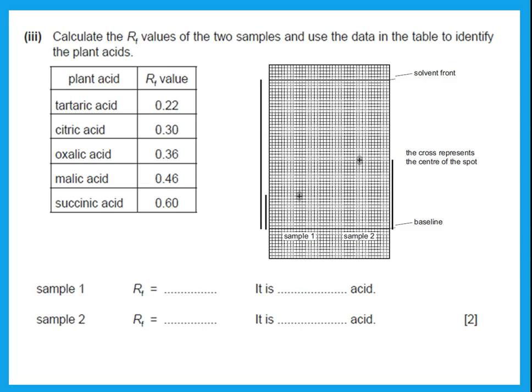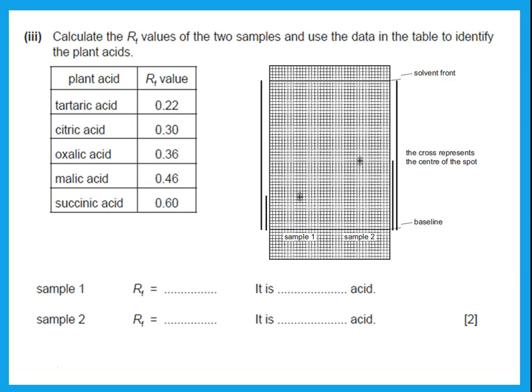When you do this for both spots, so that for sample 2 also the distance from the baseline to the middle of the spot is divided by the distance from the baseline to the front, you will find that for sample 1, the RF value is 0.22. Now, when we look at the table, we find that 0.22 applies to tartaric acid. Now, when I do it for sample 2, I find that the RF value is 0.46.